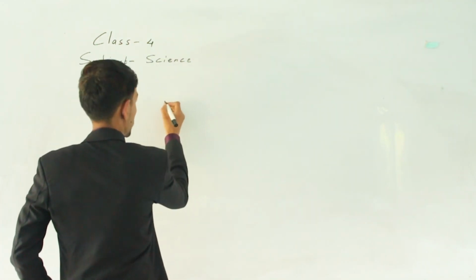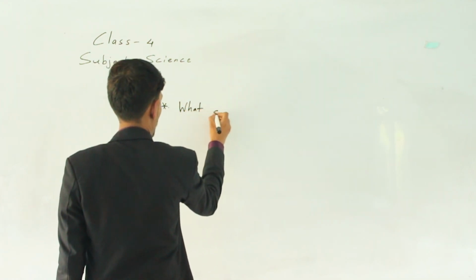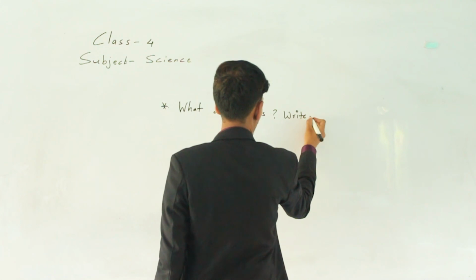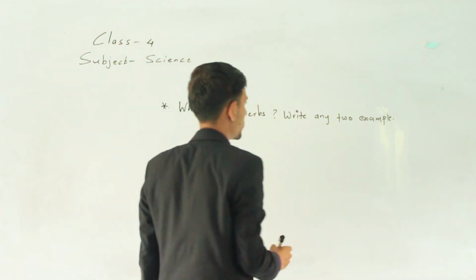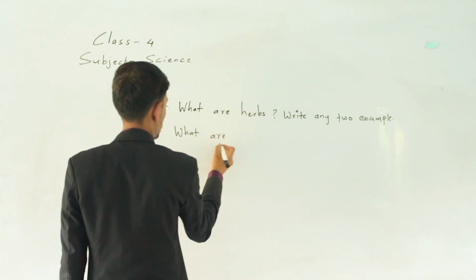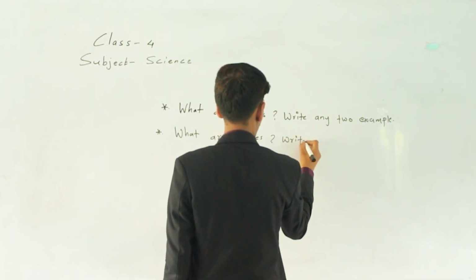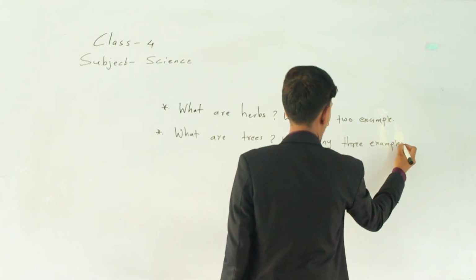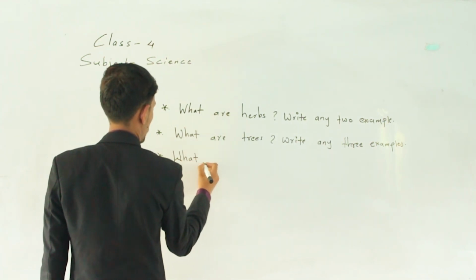You can copy the homework. The first question is, what are herbs? Write any two examples. Similarly, the next question is, what are trees? Write any three examples. And the last one, what is trunk?